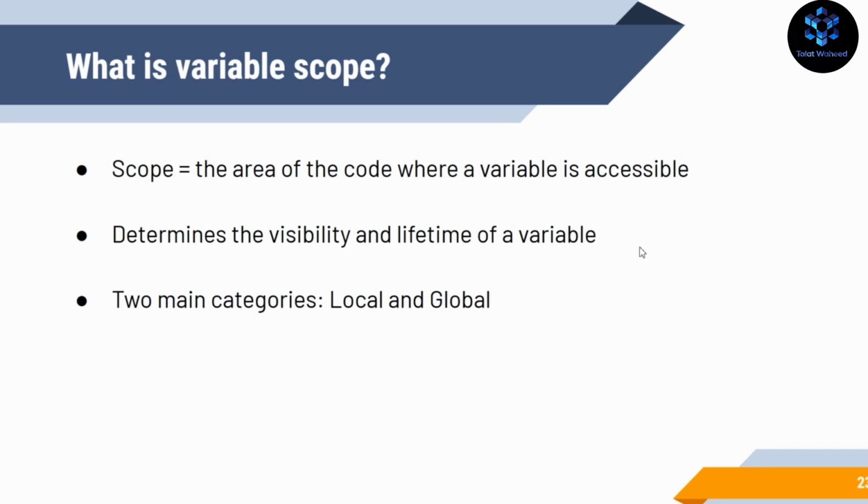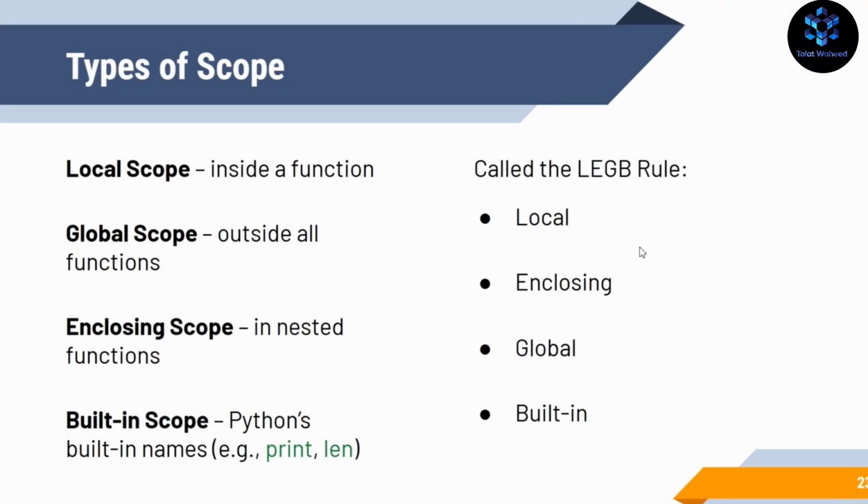In Python, scope refers to the area of your code where a variable is visible and can be used, okay? It basically defines where that variable exists and where it doesn't. So these are the types of scope. There are four types of scope in Python, and they follow what's called the LEGB rule. L for local, E for enclosing, G for global, and B for built-in. This is the order Python checks when it tries to find a variable.